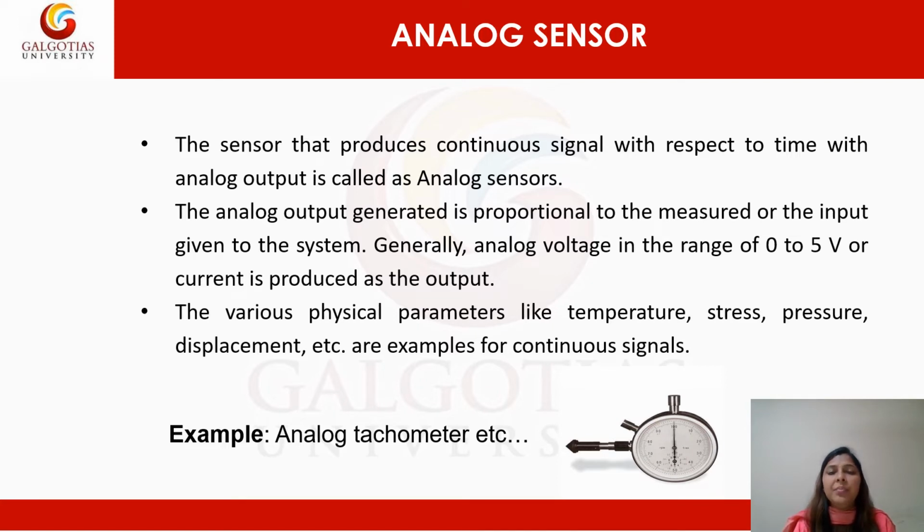Next is sensors on the basis of their outputs. First one is the analog sensor. The sensor which produces a continuous signal with respect to time, with an analog output, is known as an analog sensor. What are analog outputs? Those outputs which are continuous with respect to time. Generally, an analog voltage generated in the range of 0 to 5 volts, or a current, is produced as an output. Various physical parameters like temperature and stress are examples of continuous signals. An example of an analog sensor is the analog tachometer.